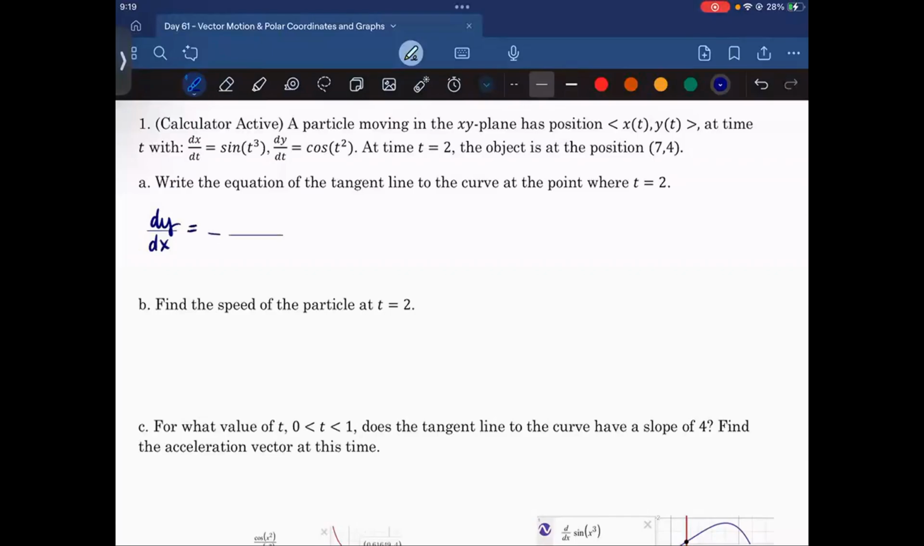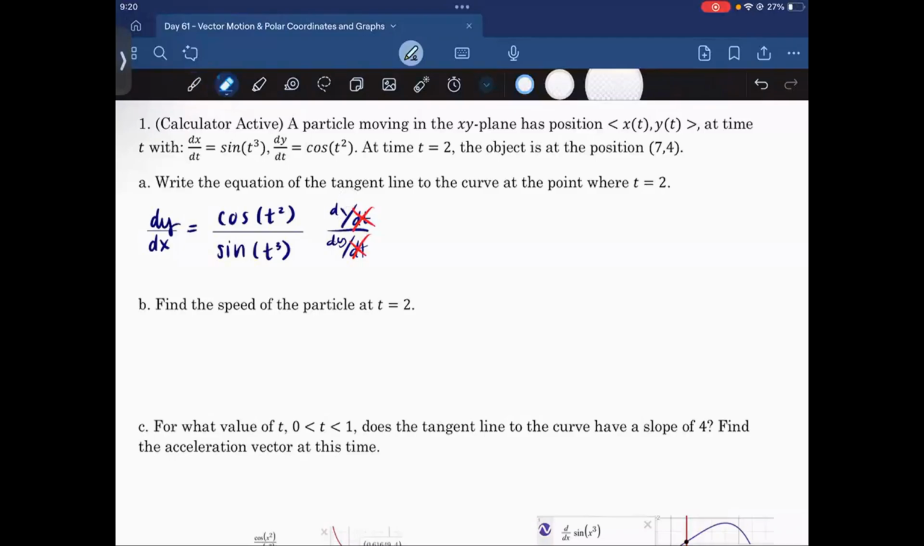And we are going to take our known sine and cosine. We're going to divide those, so cosine of t squared on top, sine of t cubed on the bottom. And again, when we do dy over dt and dx over dt, the dt's are going to cancel out. So that's why we can do the x and the y. Well, I guess it should be y over x, but anyway, same thing applies, where we just have the dt cancel out, and we're going to evaluate that at t equals 2.